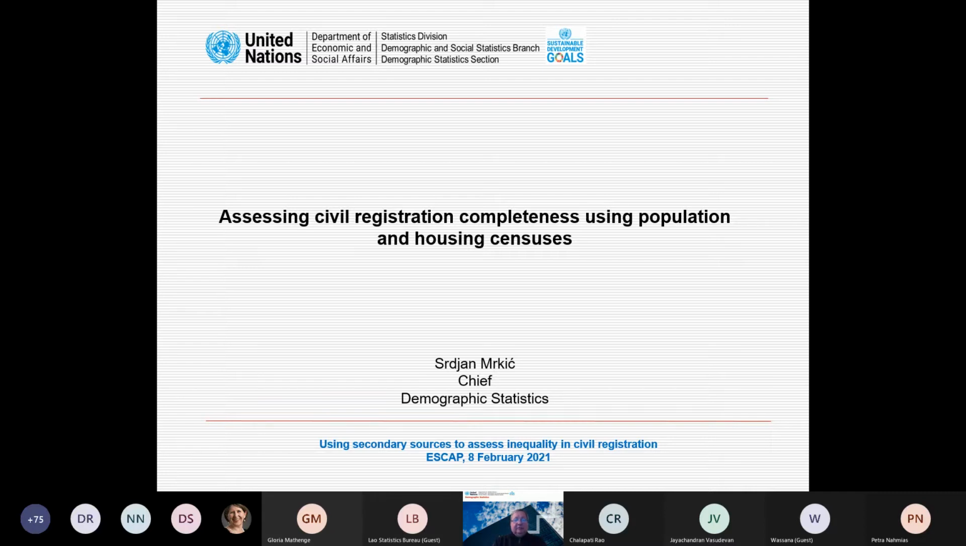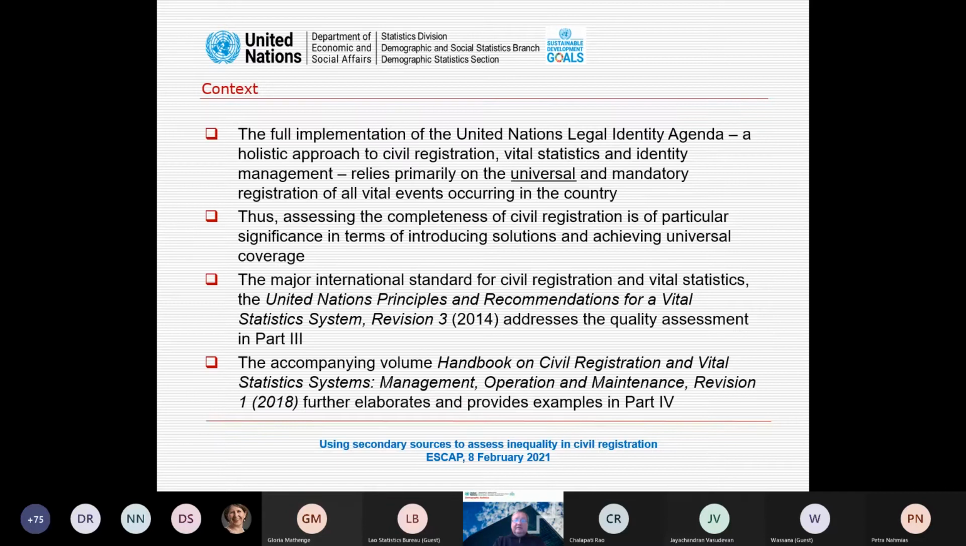So the point of this presentation is assessing the civil registration completeness using population and housing censuses, and I would certainly like to start with the point that has been made just less than a year ago, with the adoption of the UN Legal Identity Agenda, which is a holistic approach to civil registration, vital statistics, and identity management, which is an expansion of the existing methodological frameworks for civil registration and vital statistics. Thus, assessing the completeness of civil registration is of particular significance in terms of introducing solutions and achieving universal coverage.